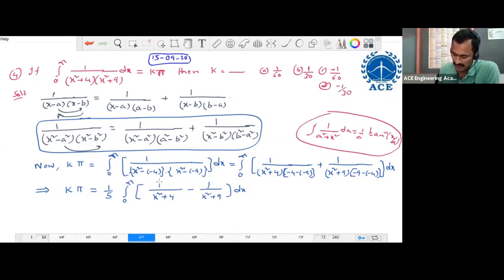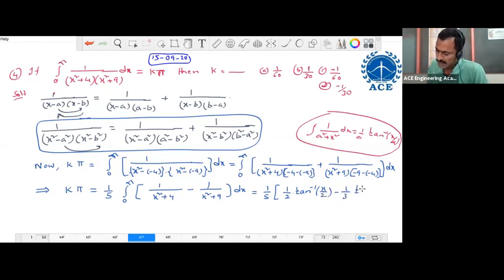It is in the form of 1 by a square plus x square. This is equal to 1 by 5 into the integral, which is 1 by 2 into tan inverse of x by 2 minus 1 by 3 into tan inverse of x by 3, from 0 to infinity.